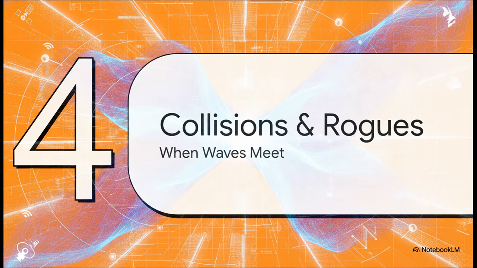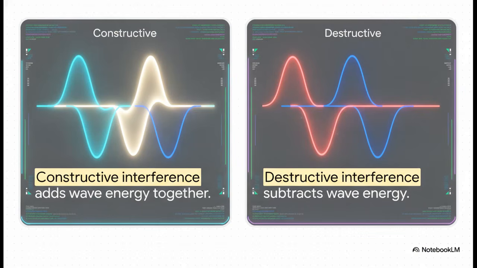Section 4, collisions and rogue waves. Our wave is about to encounter some serious obstacles as overlapping swells from entirely different storm centers start crashing into each other. When these swells collide, we get interference patterns. Constructive interference happens when the crest of one wave perfectly aligns with the crest of another.